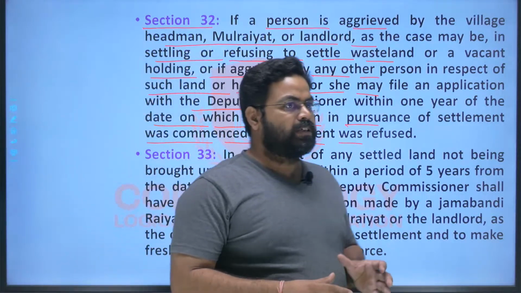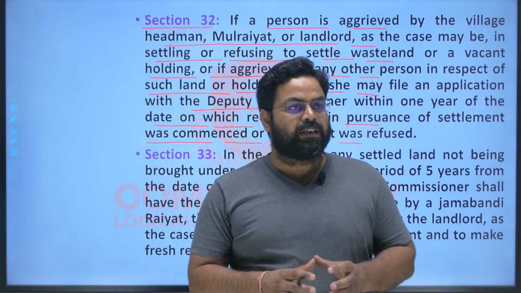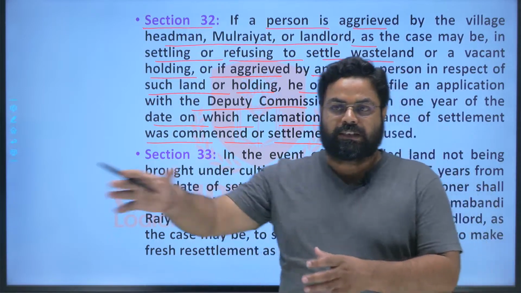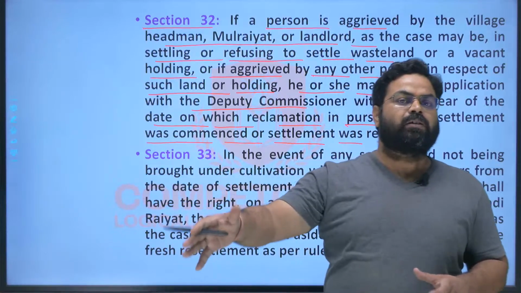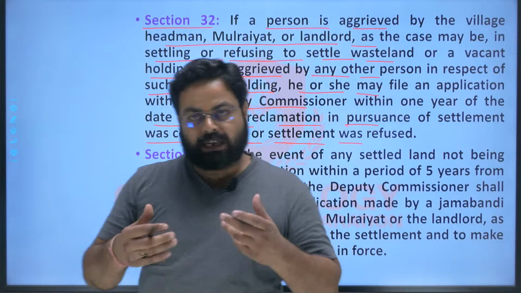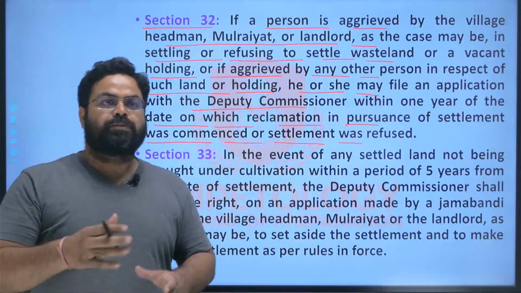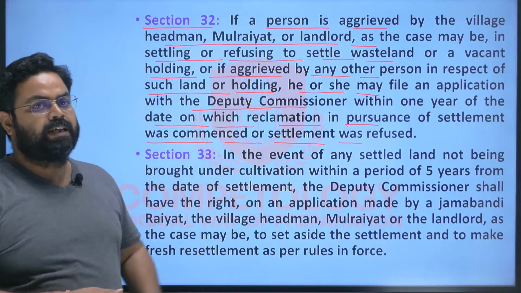So here section 32 says that if somebody is aggrieved with the village headman, that I had asked him that this vacant land or the wasteland should be settled with me and I am going to cultivate that land, I am willing to do that, but the village headman or Mool Raiyat or the landlord refuses to do that and he leaves the wasteland as it is.